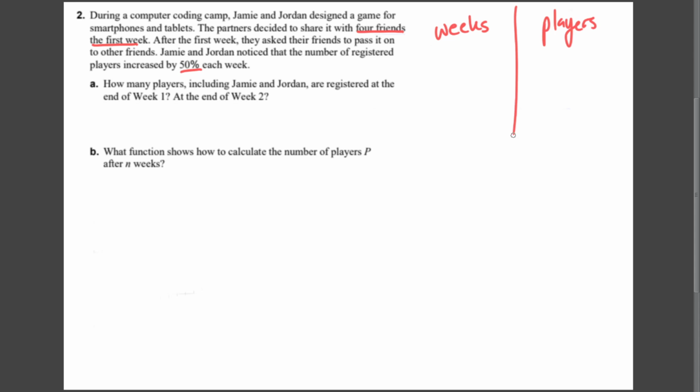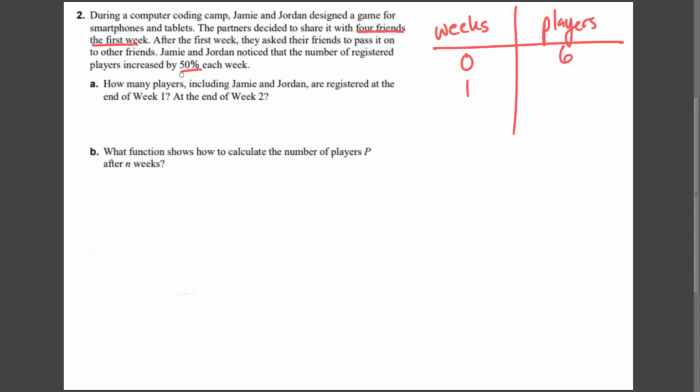We have weeks and players. At the very start of this, the very beginning, we are starting off with 6 people. We have the 4 friends plus Jamie and Jordan, right? So we have 0 weeks. We have 6 total people. 4 friends and Jamie and Jordan. At the end of the first week, so this is including Jamie and Jordan, how many are registered at the end of week 1? How many people are at the end of week 1?